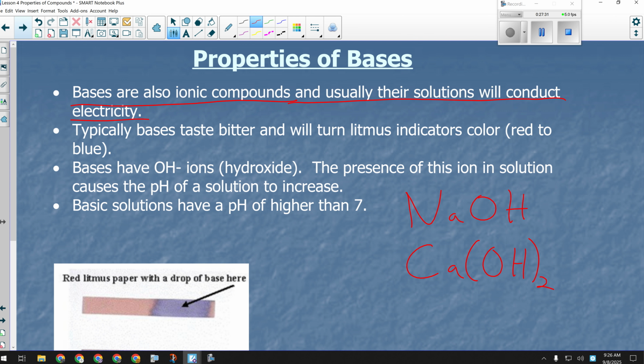So bases have hydroxide ions in them, so they'll end in OH. They'll start with a metal and they'll end in OH. That will be a strong base.